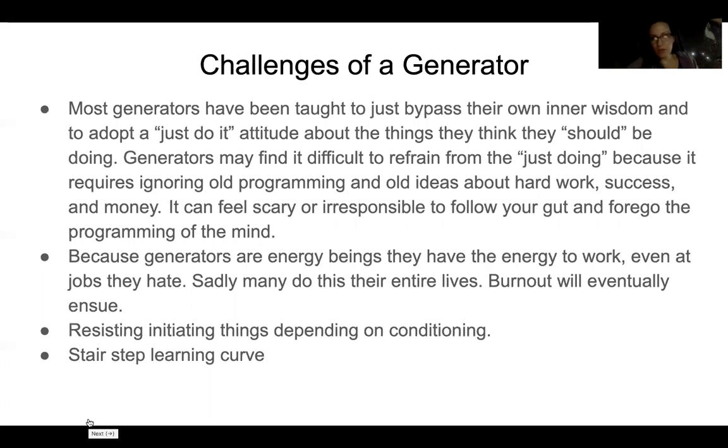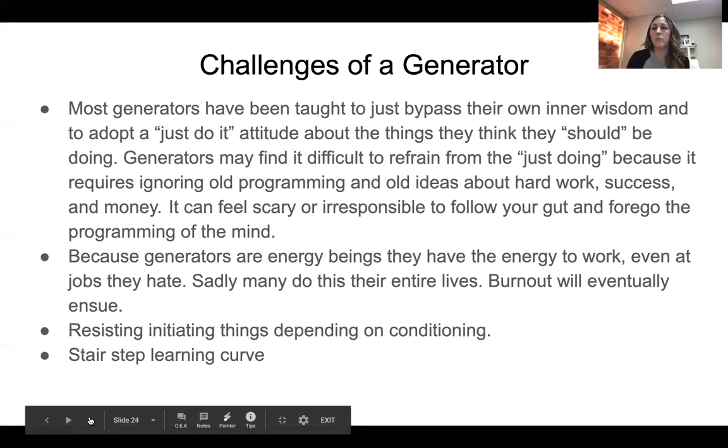Yes. One way that you can support your generator or manifesting generator friends and loved ones is you can see that they're getting that itch to quit something or to move on to something else, and just ask them questions. Yes, it's very helpful. And they need to be yes or no questions, right, Holly?